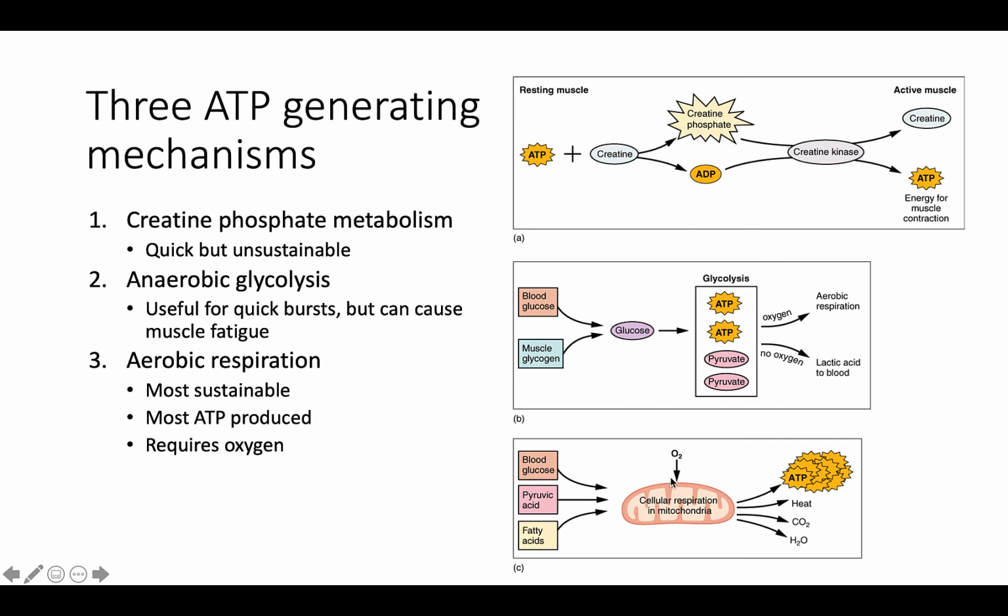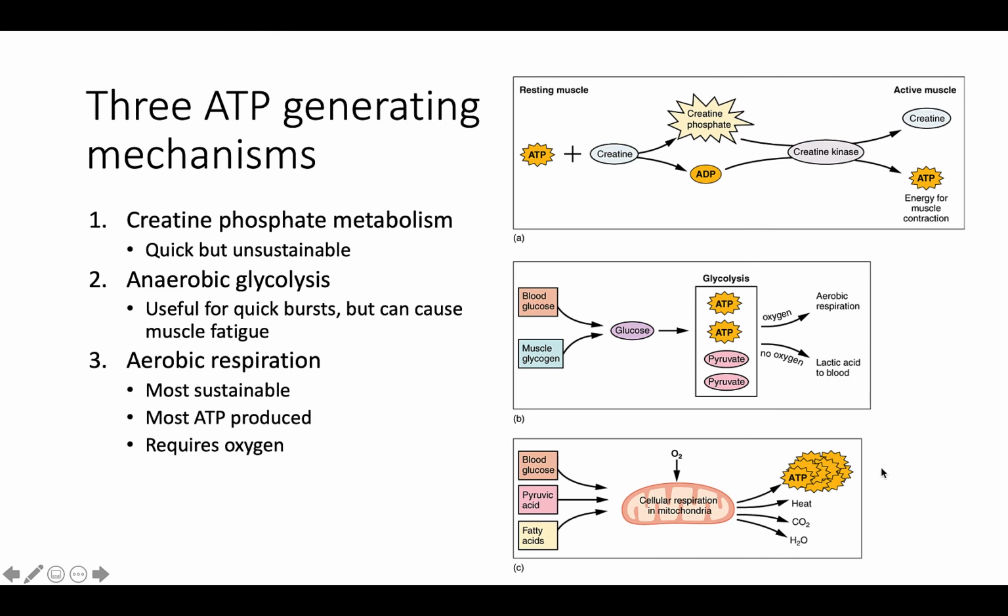What I really want you to be able to say is differentiate between these three. Okay, well, one gives me a very quick but unsustainable burst of energy. One gives me a useful quick burst but can lead to muscle fatigue, and another one is incredibly sustainable, just very slow, but produces a lot of ATP for me. But again, it also requires oxygen. So they all have their downsides and their upsides.